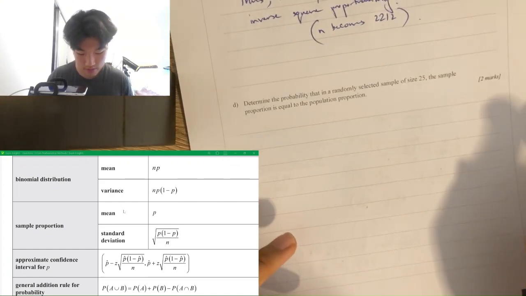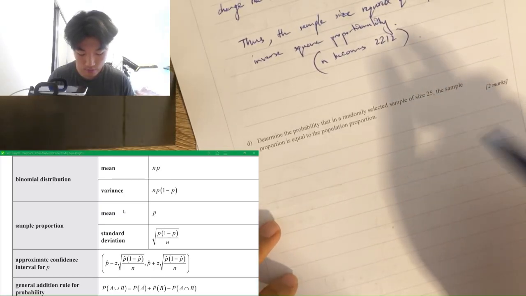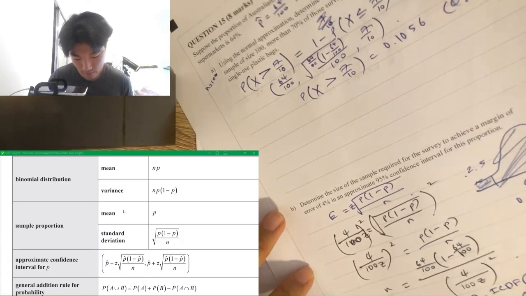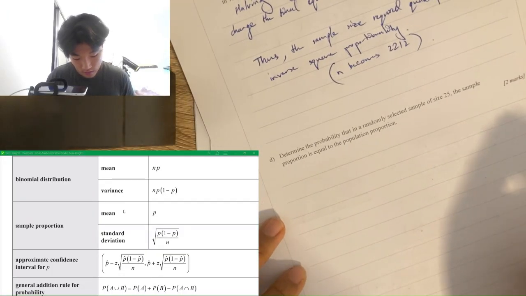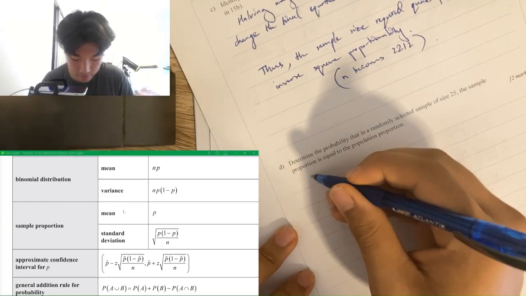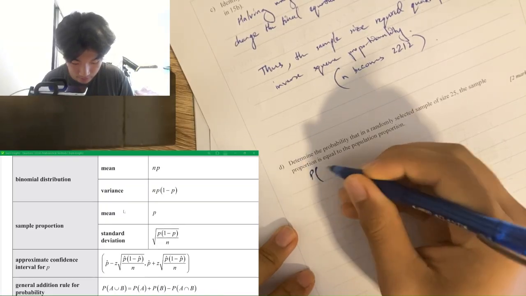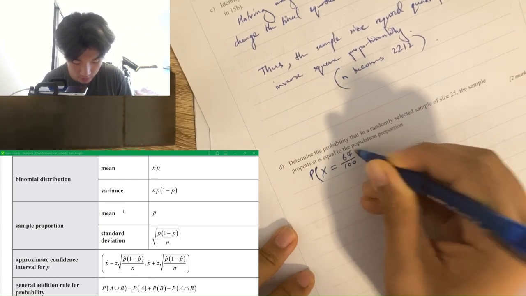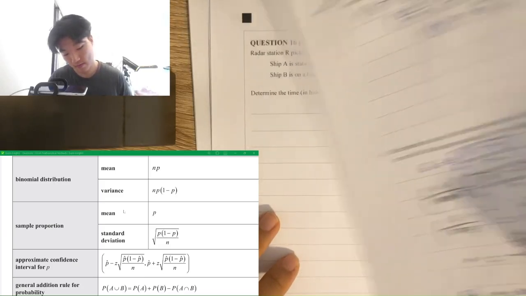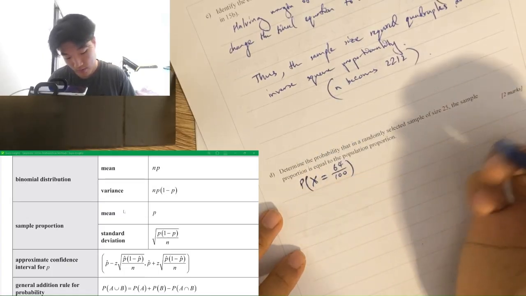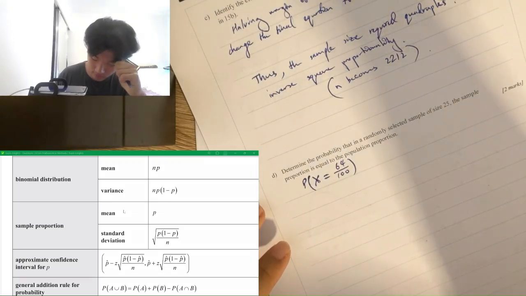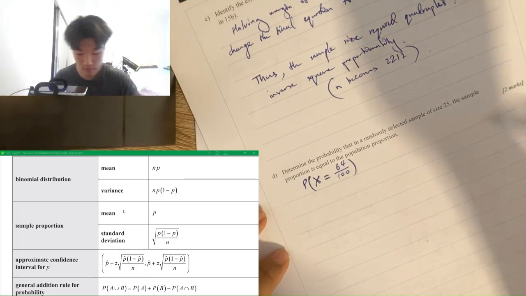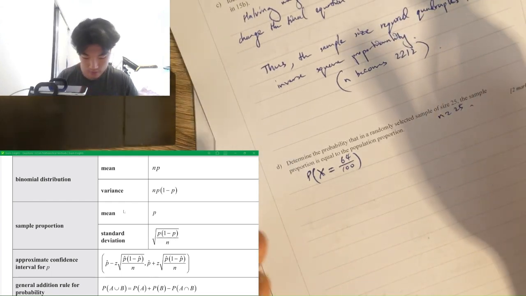Find the probability that in a randomly selected sample of 25, the sample proportion is equal to the population proportion. Okay. The probability that x equals 64 over what? The probability that in a random sample, the sample proportion equals the population proportion. We know that n equals 25. I don't know if we need to involve the normal distribution and then that becomes the binomial.